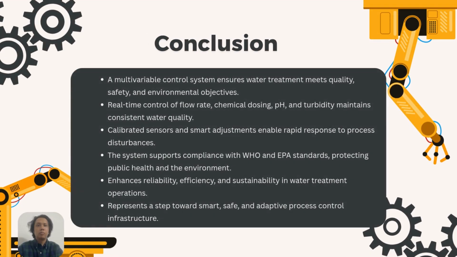To conclude, a multi-variable control system plays a crucial role in ensuring that the water treatment process achieves the required standard for quality, safety, and environmental protection. It enables real-time monitoring and control of key parameters such as flow rate, chemical dosing, pH levels, and turbidity, ensuring the treated water remains consistent and safe.